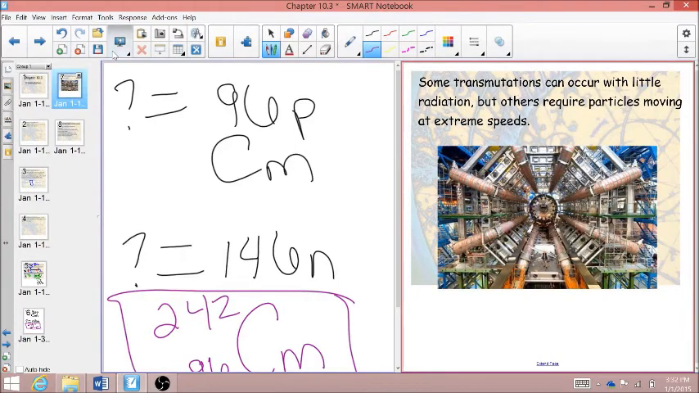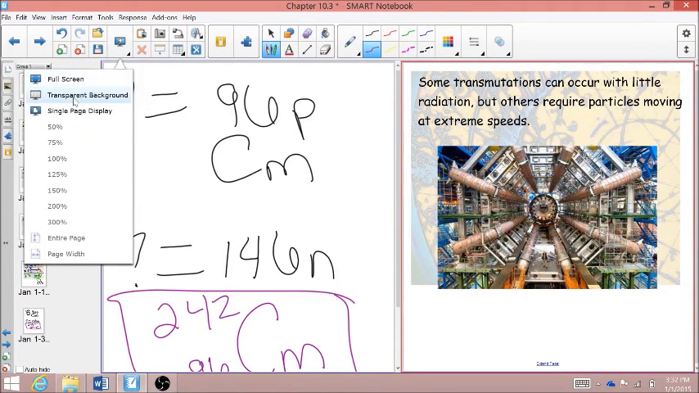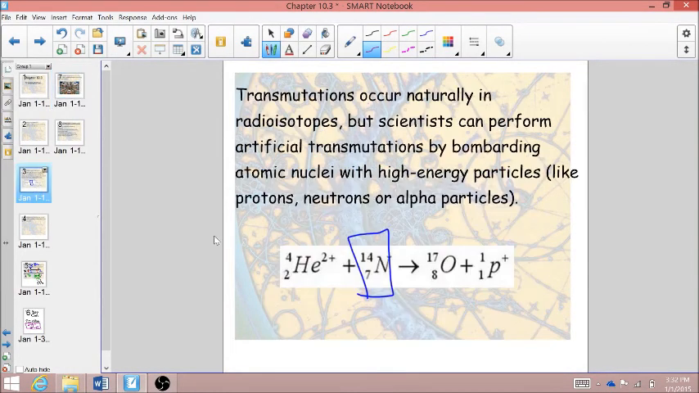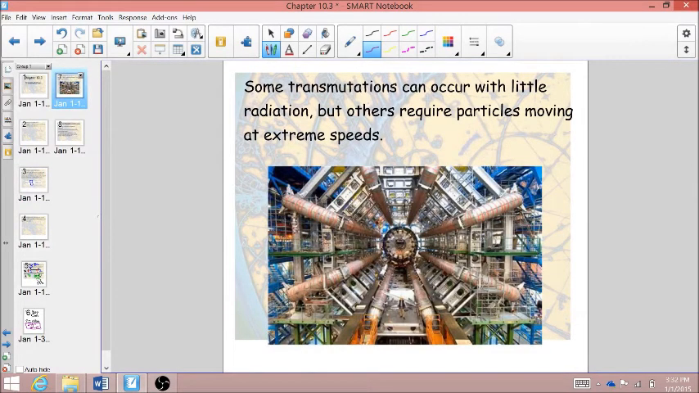Now, some transmutations occur very slowly and with very little radiation, just like Rutherford's transmutation of nitrogen into oxygen. But other transmutations require particles moving at very, very high speeds that have a lot of energy. And this is where things like particle accelerators come in. This is a picture of the CERN particle accelerator, which is in Europe, and it is the biggest particle accelerator in the world. And scientists have used this to not only make transuranium elements, they've also used this to figure out the structure of subatomic particles.